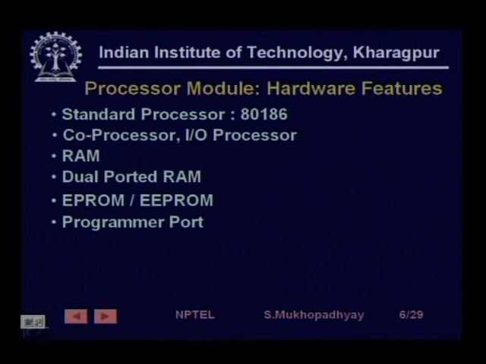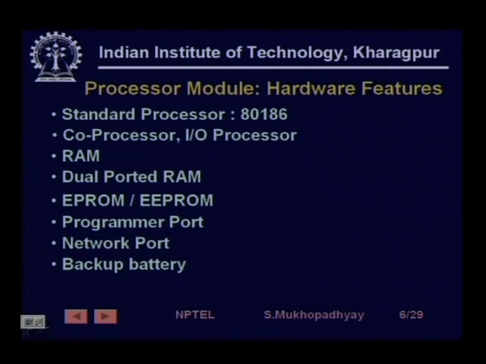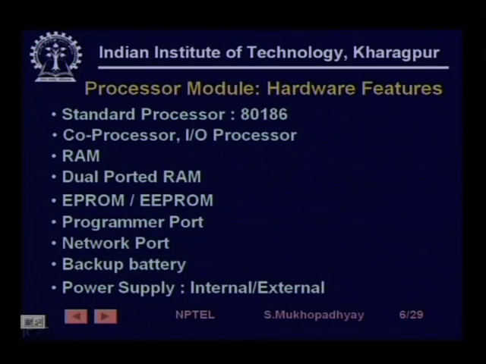You have programmer ports which are used for downloading programs. You have network ports. You have a backup battery. This is very important, because if by any chance you have a power failure, number one, you do not want your process state to be lost, and number two, you do not want to lose your parameters. So, there is always a backup battery which will back up part of the RAM. And you obviously need the power supply, which could be internal within the processor module, or external as a separate power supply module which connects to the processor module. It could be either way.